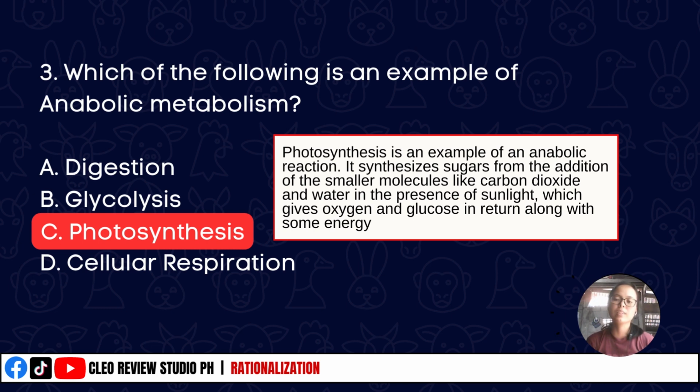Which of the following is an example of anabolic metabolism? The correct answer is photosynthesis, letter C. It is a biochemical process in metabolism where the simple molecules combine to generate complex molecules. And since these chemical reactions require energy, the correct answer is photosynthesis. Just remember this, teachers, the best example of anabolic is photosynthesis.